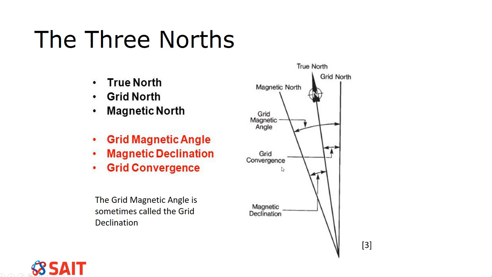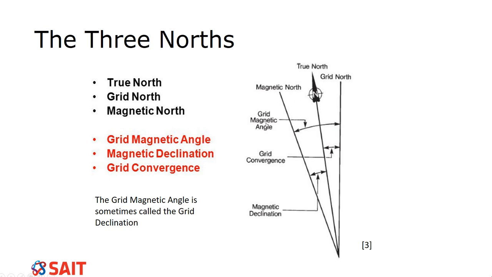Then we have the grid convergence, which is going between true north and grid north. The grid convergence, also known as the convergence angle, I'll refer to it as the convergence angle. This one doesn't change. It is always stable. Magnetic declination is changing because the magnetic north is changing. True north and grid north are always stable, so this convergence angle always stays the same in our maps.